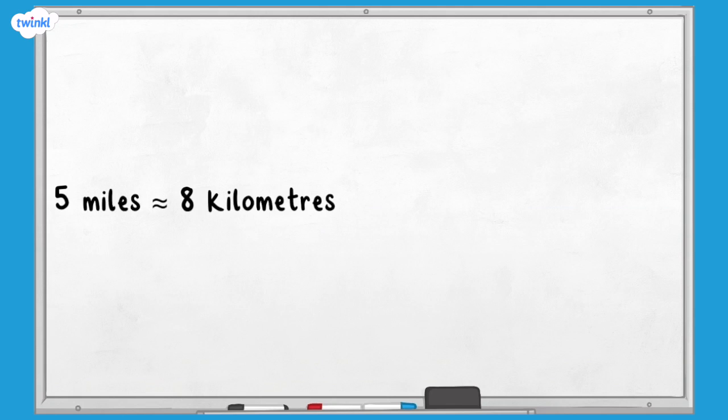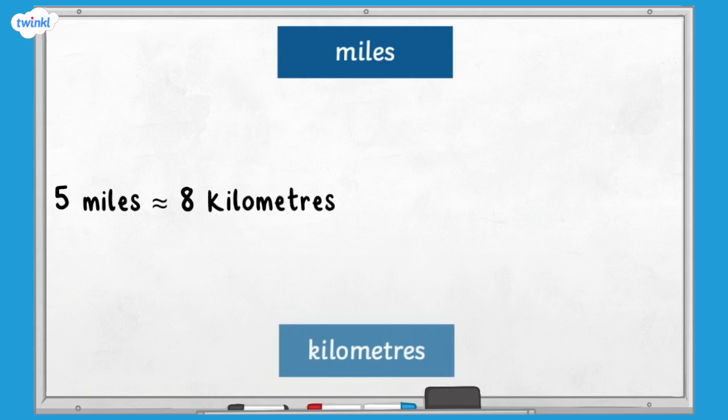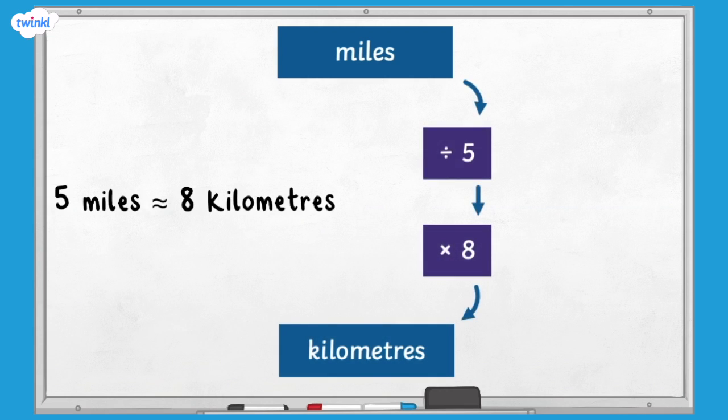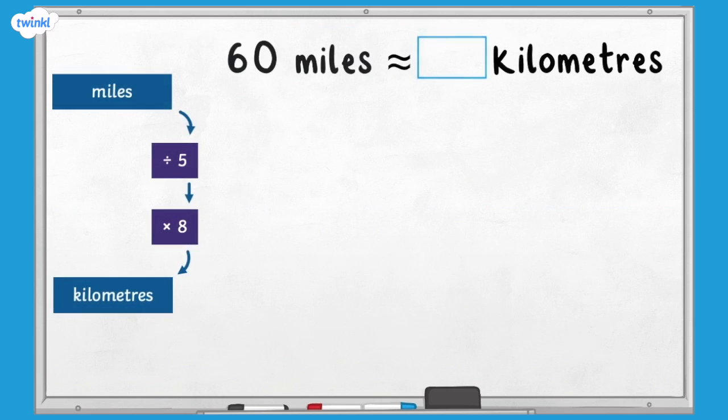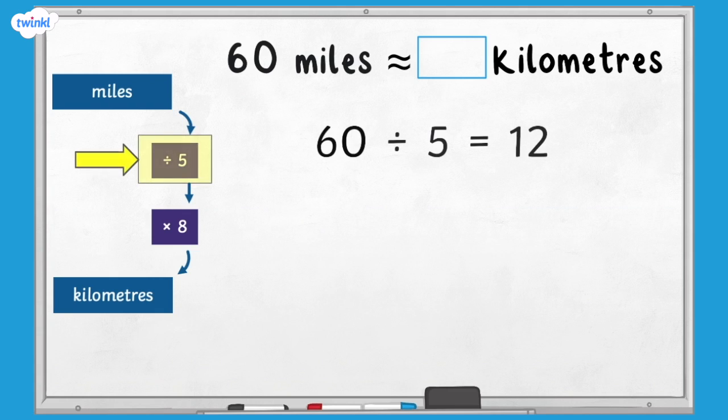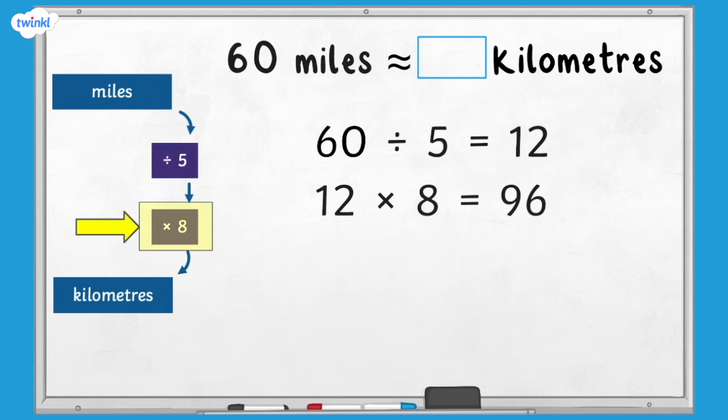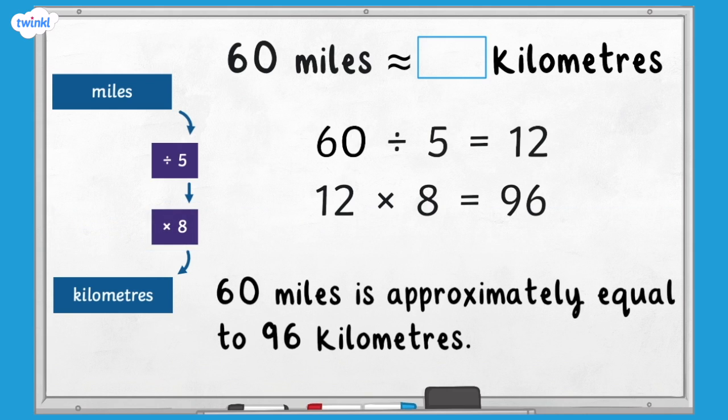When we are converting between miles and kilometres, it's important that we use multiplicative reasoning. As we know, 5 miles is approximately equivalent to 8 kilometres. So to convert miles into kilometres, divide the number of miles by 5 and then multiply this answer by 8. For example, to convert 60 miles into kilometres, we would divide 60 by 5, which equals 12. We would then multiply 12 by 8 to give us 96. We would say 60 miles is approximately equal to 96 kilometres.